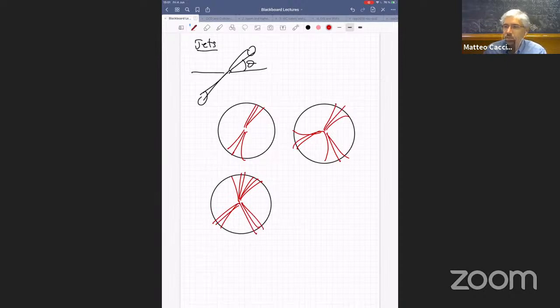Okay, is this a three-jet event? So, 1, 2, and 3. Or is this a four-jet event? 1, 2, 3, 4. Hard to tell because there will be borderline regions where the answer depends on exactly how you define the jets and what your resolution criteria is.